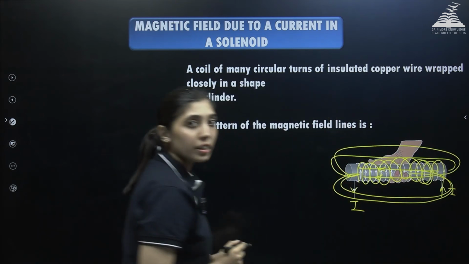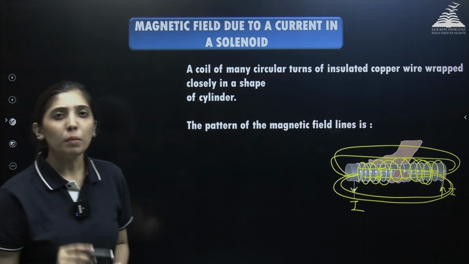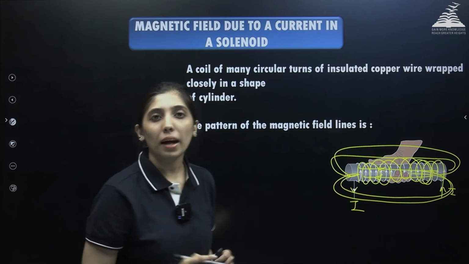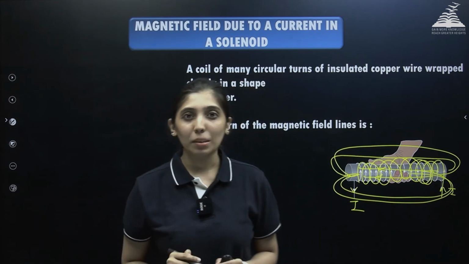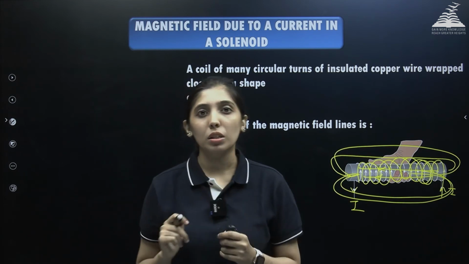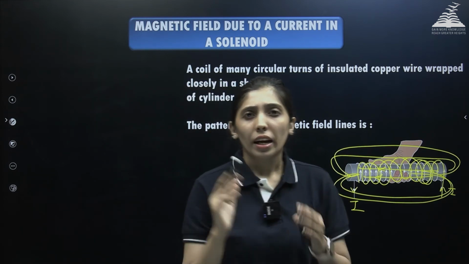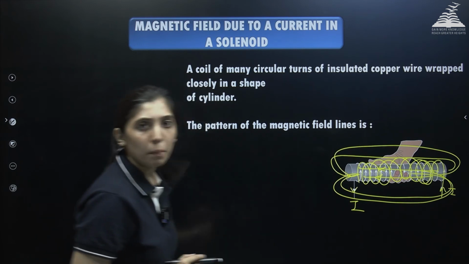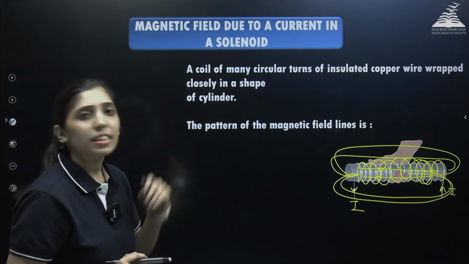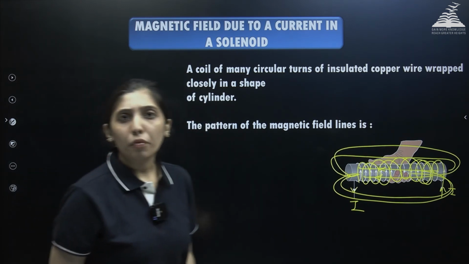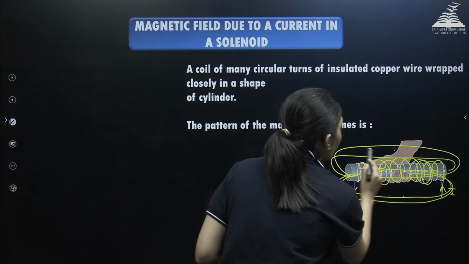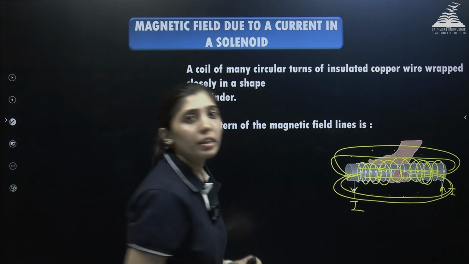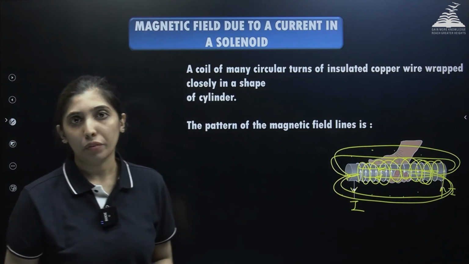If you observe the diagram closely, it is similar to a bar magnet. In a bar magnet, the field starts from the North Pole and ends at the South Pole. Inside the magnet, the field line starts from the south and ends at the north. It is almost similar to a bar magnet, and it also acts like a magnet. And the magnetic field strength at each point in a solenoid is uniform. At every point, it has a uniform magnetic field.